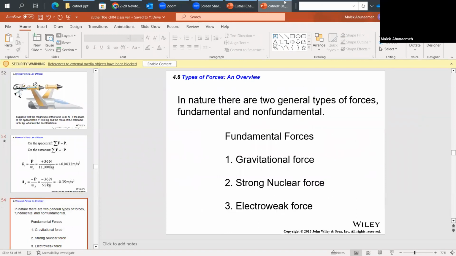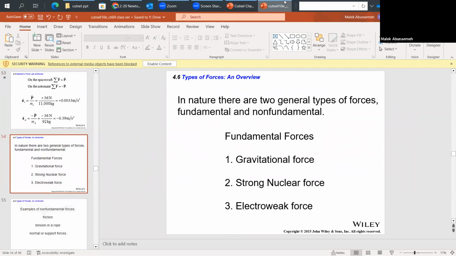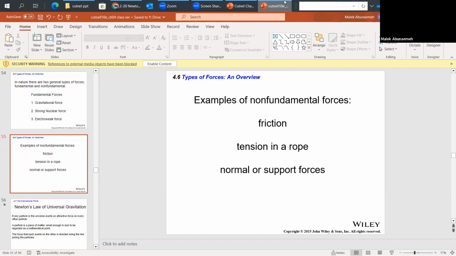And that's what we got. Now, in nature, there are two general types of forces, fundamental and non-fundamental. Your fundamental forces are your gravitational, your nuclear, your electroweak forces. Your non-fundamental is like your friction, your tension in the rope, your normal or your support forces.